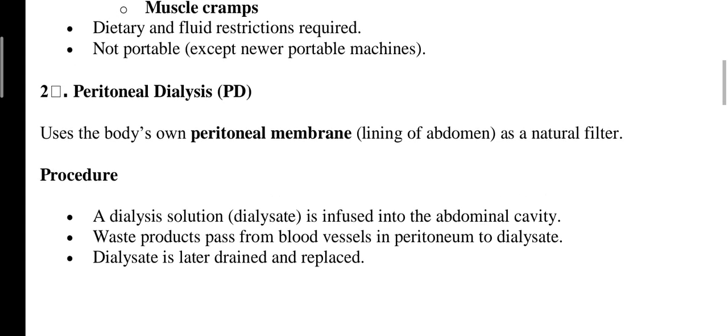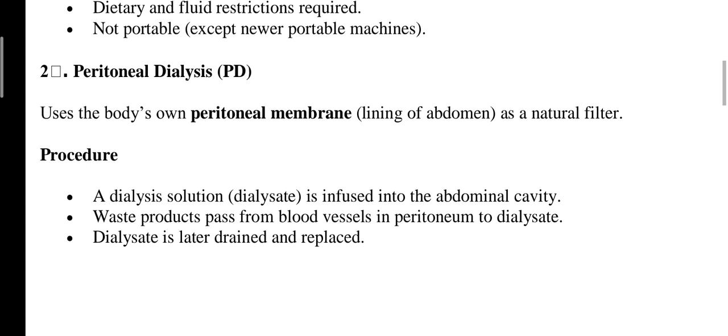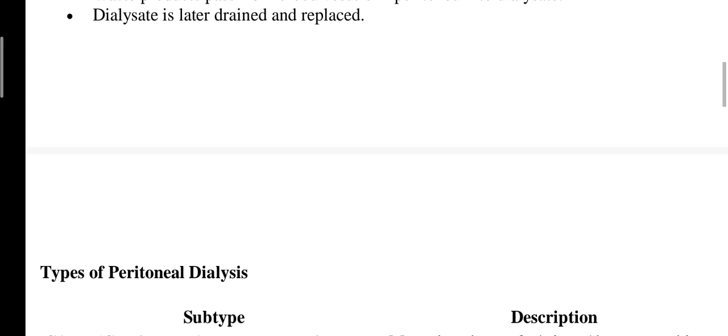Second type of dialysis: peritoneal dialysis. It uses the body's own peritoneal membrane, the lining of the abdomen, as a natural filter. Procedure: a dialysis solution, called dialysate, is infused into the abdominal cavity. Waste products pass from blood vessels in the peritoneum to the dialysate. The dialysate is later drained and replaced, meaning we change the dialysate.